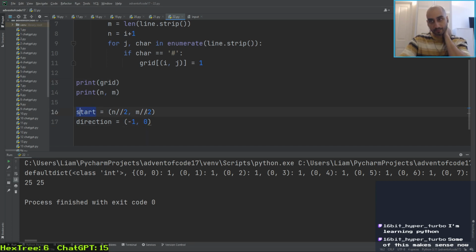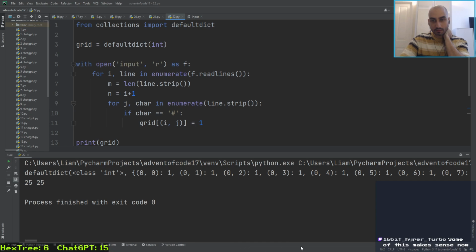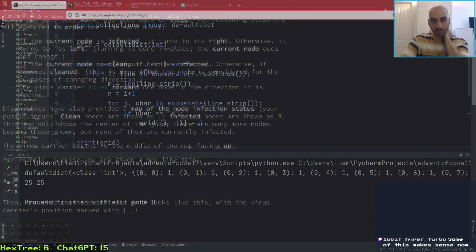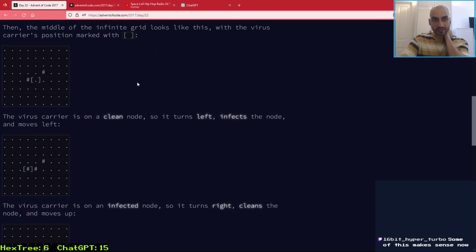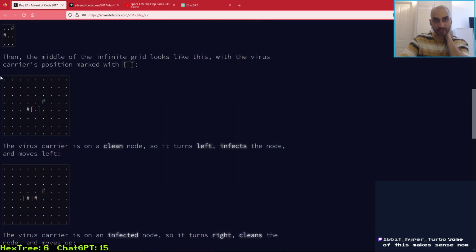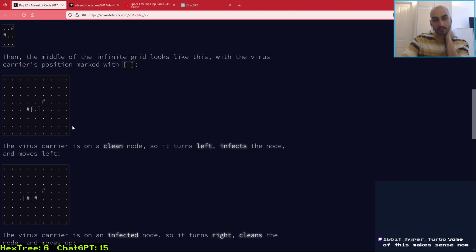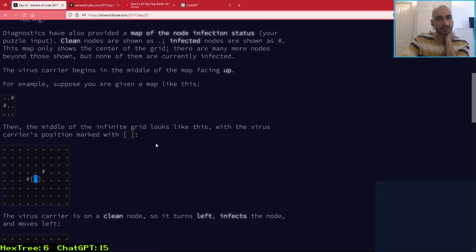So, yeah, this problem is involving a virus, which is a pretty simple problem description actually. We have a grid, which looks like this. We're in the center. It's an infinite grid, but we only see a small slice. The virus sits here.